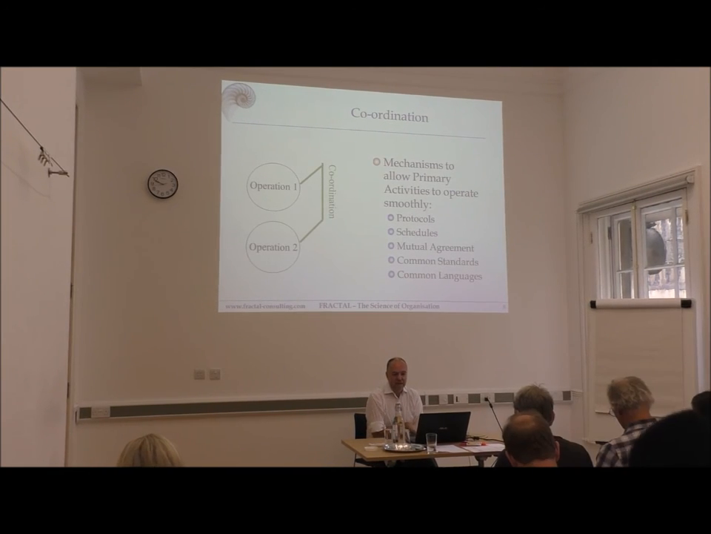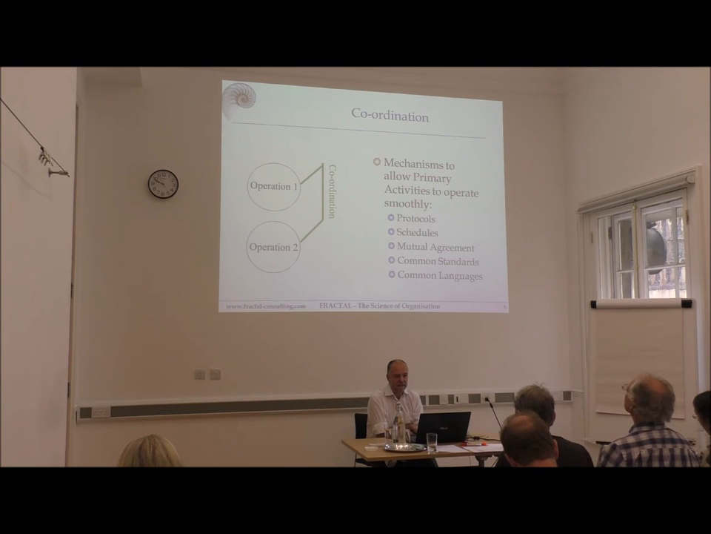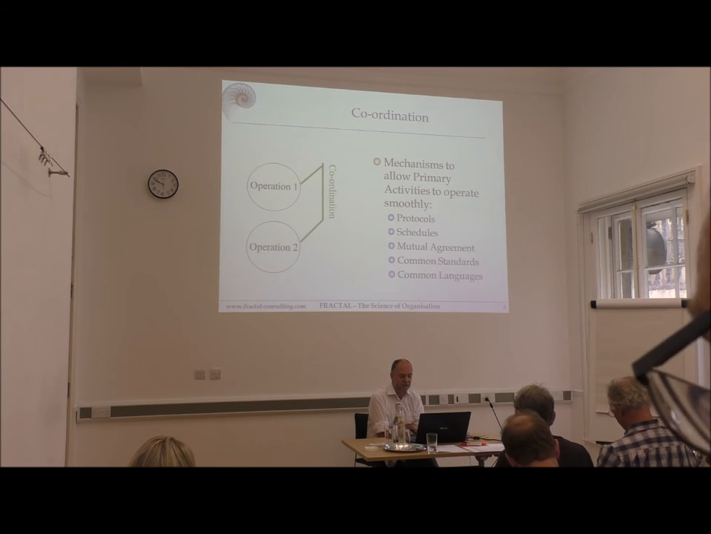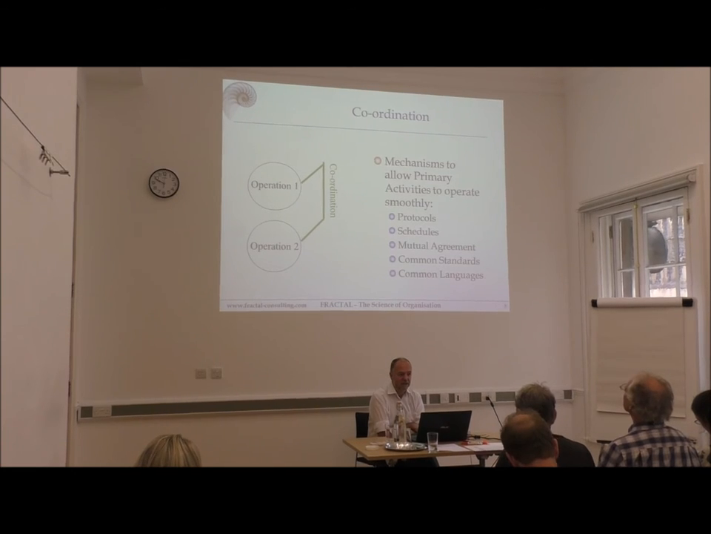So then we've got a series of mechanisms to build those parts up into a coherent system. Coordination mechanisms. So these technical things. And basically it's the set of things that you need to do to stop one set of operations screwing things up for another set of operations. So it tends to be things like protocols and schedules and common standards, common languages, that sort of thing.